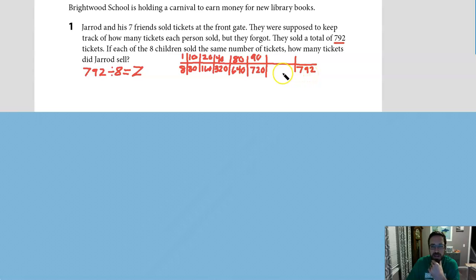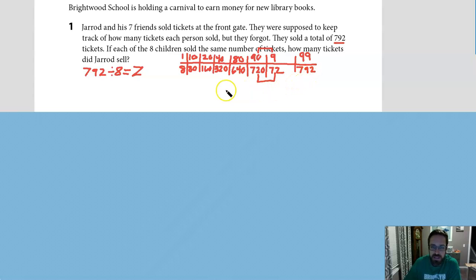So now I think, okay, 720, 792. I am 72 away from 792. So now basic multiplication facts again. 8 times what is going to get me closest to 72 without going over? In this case, we just figured out 8 times 90 is 720, so it's going to be 9. If these two add together, you get 99 groups of 8 would equal 792.